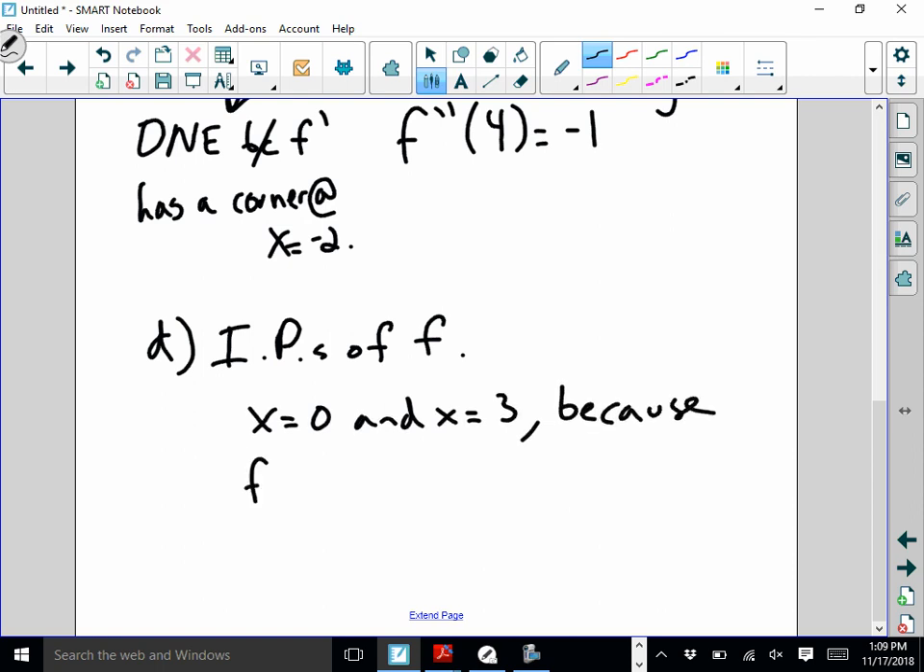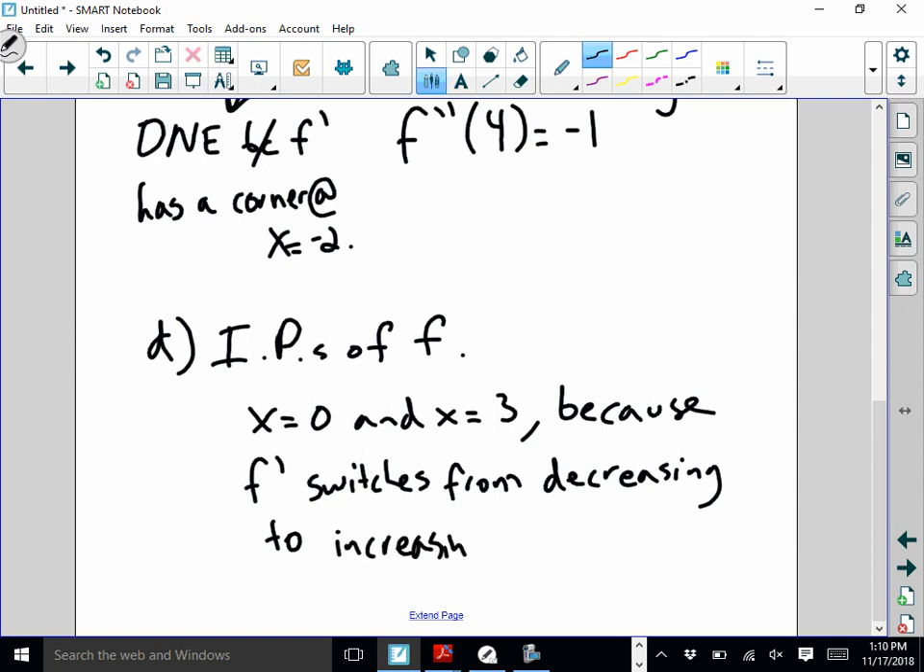I always report the one for 0. 0 was my leftmost point. So 0 went from decreasing to increasing, so I'm going to say that first. F prime switches from decreasing to increasing, or vice versa. Okay. So 0 and 3 were my 2 inflection points there.